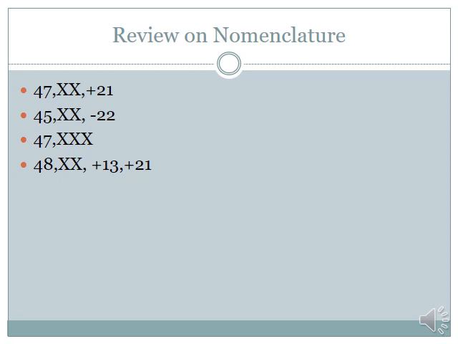I want to begin by doing a review on the nomenclature here. I would like you to look at the following: 47XX plus 21, 45XX minus 22, 47XXX, 48XX plus 13 plus 21. I'm going to pause for just a moment, and then I want to move on and give you the answers of these, because as I said, we do a little bit of review at the beginning of this class.